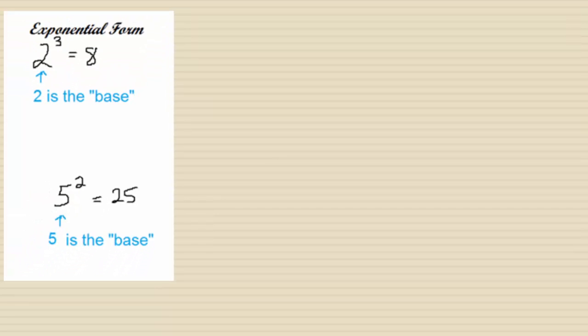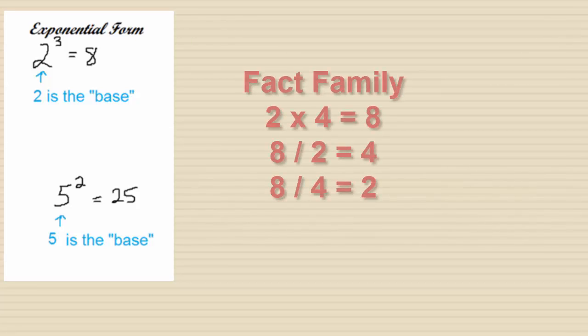We're going to take a step back now and look at an old notation that you're already familiar with and make a comparison. We've previously learned about exponential form, exponents. We learned that, for example, 2 to the third is equal to 8. We call 2 the base, or 5 squared equals 25, 5 is the base. In algebra, we have what are called fact families. For example, 2 times 4 is equal to 8 is related to 8 divided by 2 equals 4. These are part of the same fact family. It's a different relationship between the same three numbers.